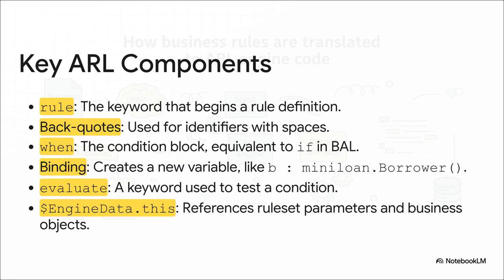The when block is where all our conditions live. A binding just creates a new variable for us to use inside the rule. And evaluate is how we test a specific condition. And finally, that weird-looking dot-looking engine data.this. That's just the special way ARL points directly to our data, so there's absolutely no confusion for the engine.